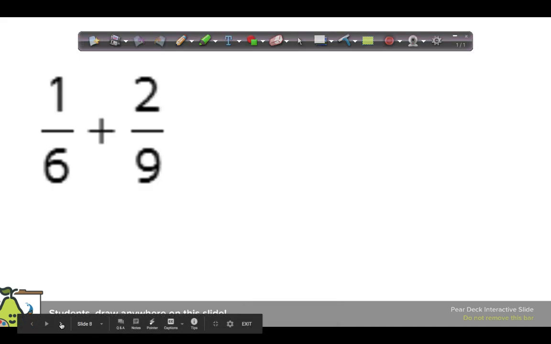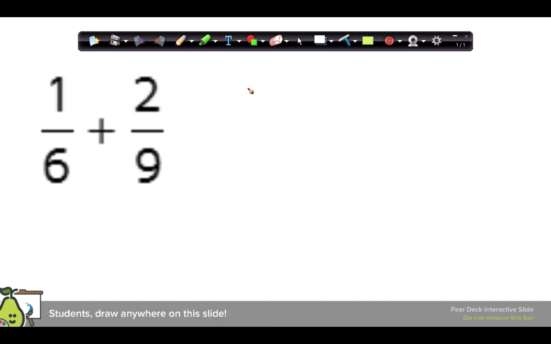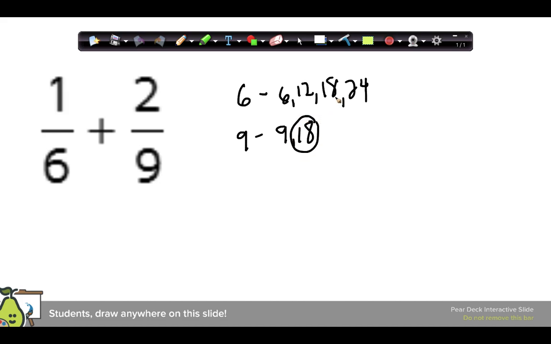And then we tried an example, 1/6 plus 2/9. If I put the multiples of 6 and 9 next to each other, I don't have to go too far before I find one that's in both lists. It's 18. It's the first one that's in both of the lists.